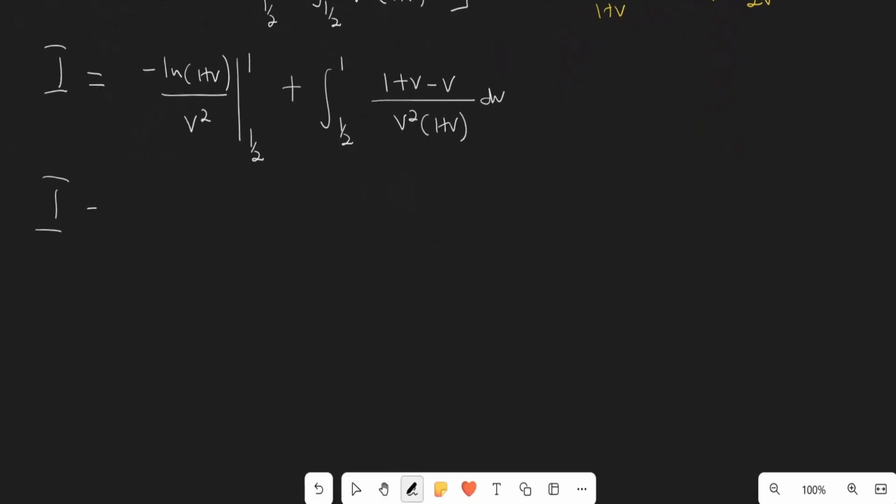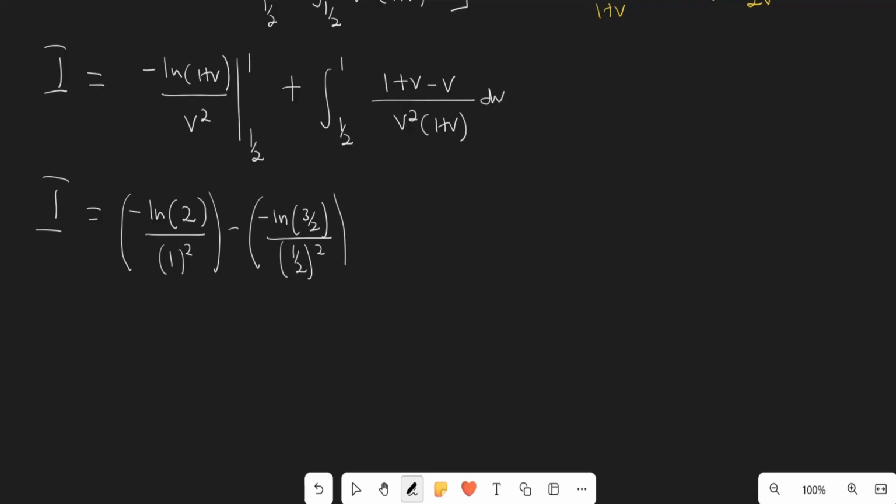So we have I equal to, now let's plug in the limits. The upper limit first, negative ln of, plugging in 1 in place of v, that is going to be 1 plus 1, which is 2, divided by 1 squared. This is the upper limit minus the lower limit. The lower limit is going to be negative ln of 1 plus half, that is going to be 3 over 2, divided by half squared, like this.